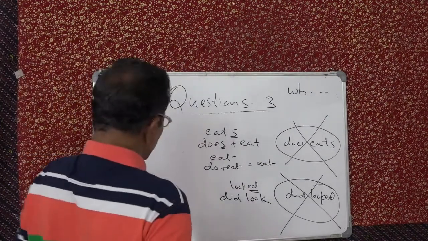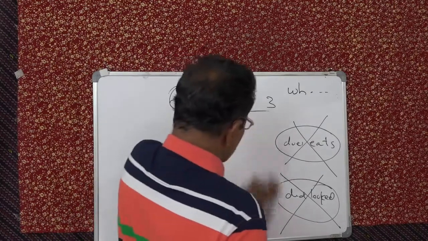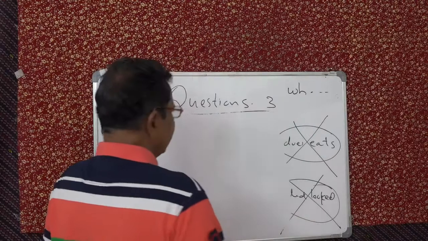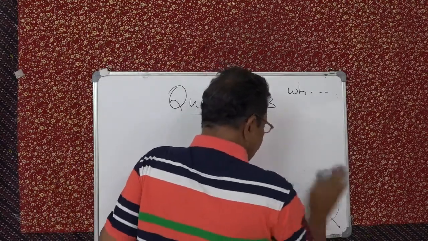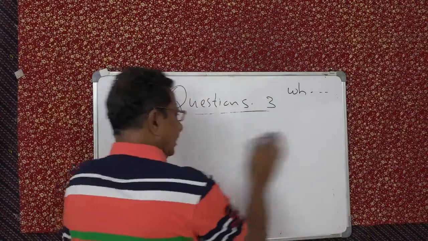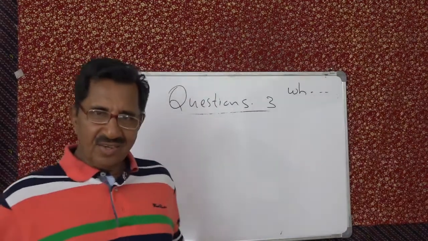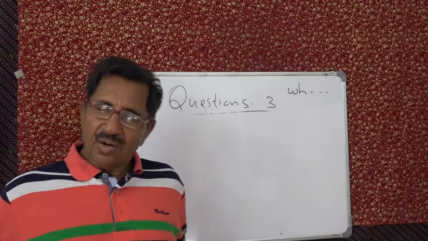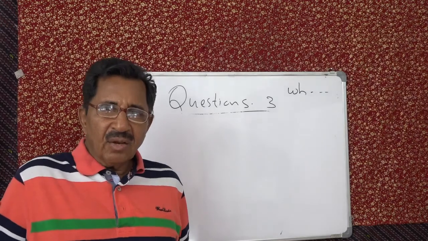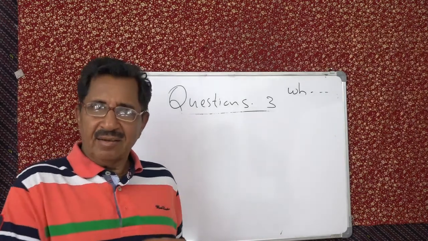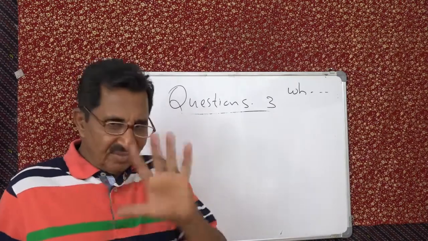So I think this is one of the areas where students make mistakes, because they very often say he does eats. He does eats. You have seen students writing that. Also, he did. What did he said? Wrong, no? What did he said? That will be double past.